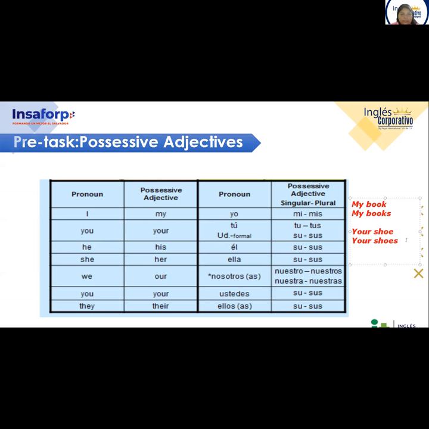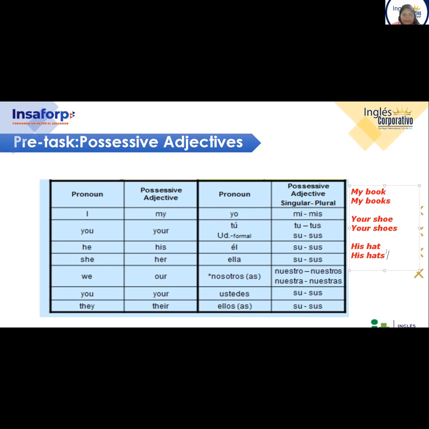So how about his? His hat. Su sombrero, sus sombreros. Recuerden que acá también podría utilizar your en segunda persona: tu sombrero. Estamos hablando de, el sombrero de quién. De él, ¿verdad? El sombrero de él.